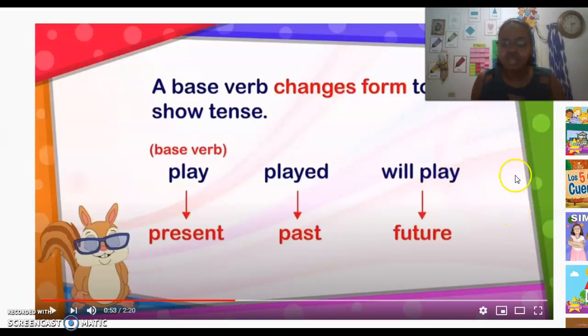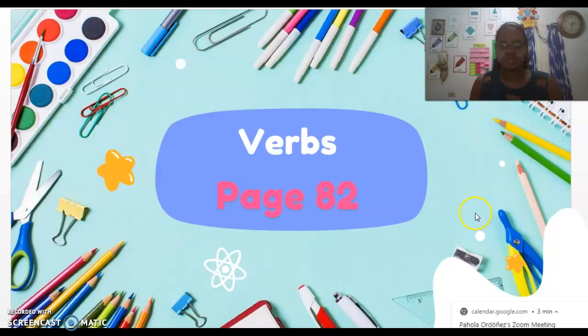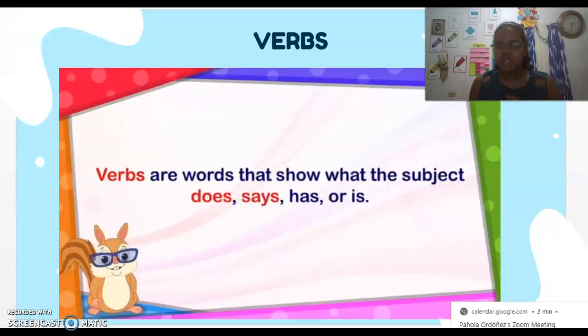Now we're going to continue in our presentations. Okay, the information about the verb you can find on page 82 of your book. Page 82 of your books. What you're going to do first is that in your notebook, you're going to copy this information.